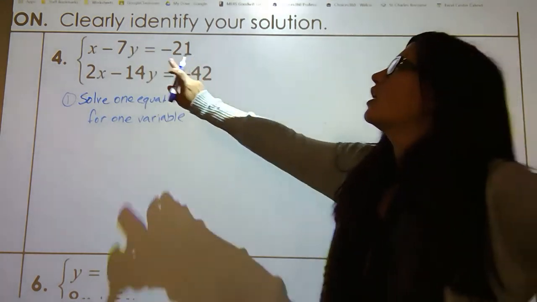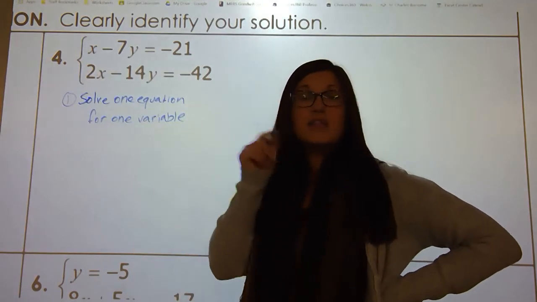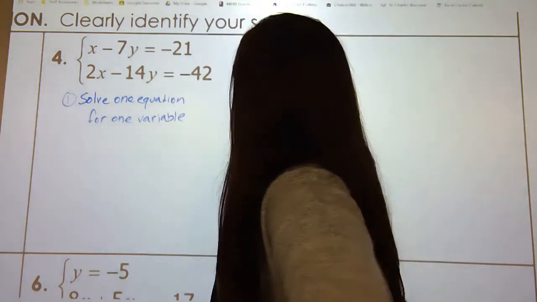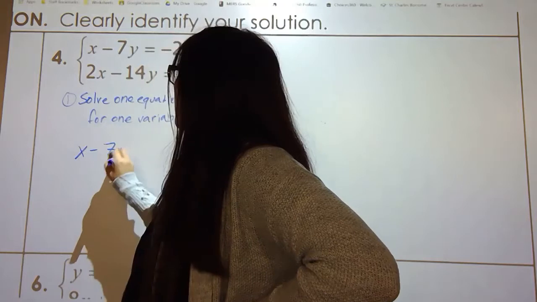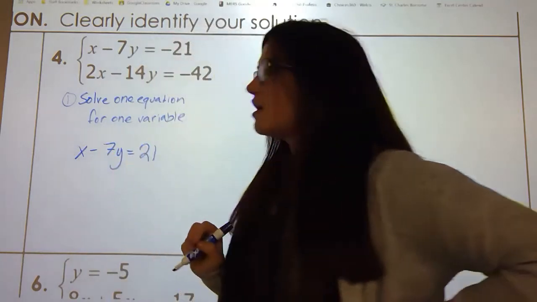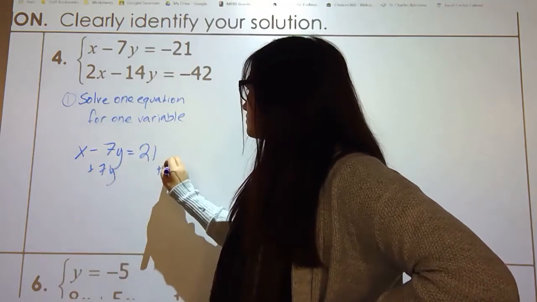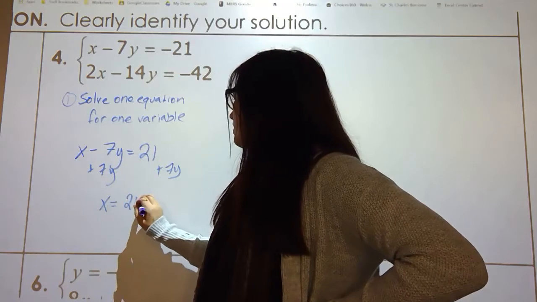Work smarter, not harder. So I notice that this x has a coefficient of 1. That's gonna be the easiest one to solve for, okay? So let's go ahead and do that. I'm gonna take this guy right here, x minus 7y equals 21, and I'm gonna solve for x. So the only thing I have to do is add 7y to both sides. Okay, so we have x equals 21 plus 7y.